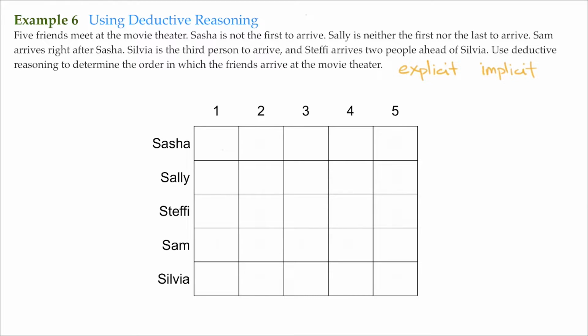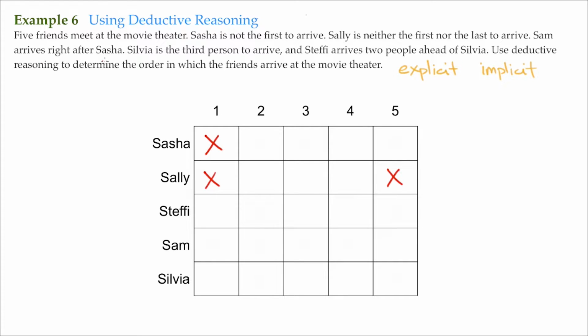So as we read this, 5 friends meet at the movie theater. Sasha is not the first to arrive. So this is an explicit statement. It's stated specifically. So what I'm going to do in my table here is, here's Sasha, I'm just going to put an X right here. She's not the first to arrive. I'm going to go on to the next sentence. Sally is neither the first nor the last to arrive. So Sally is not first, and she's not last. I'm just going to fill in those spaces.